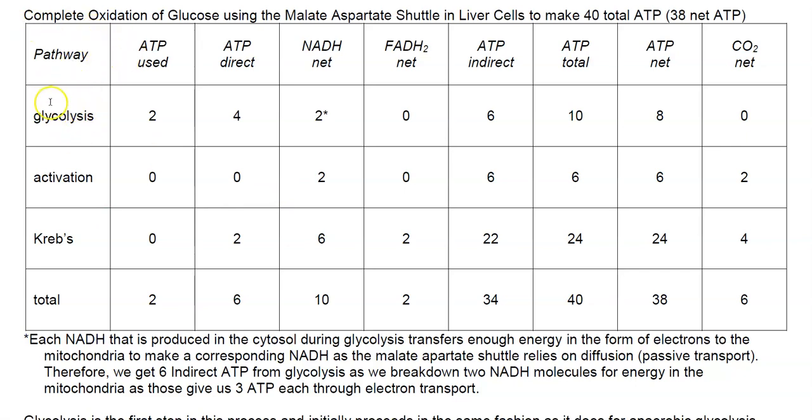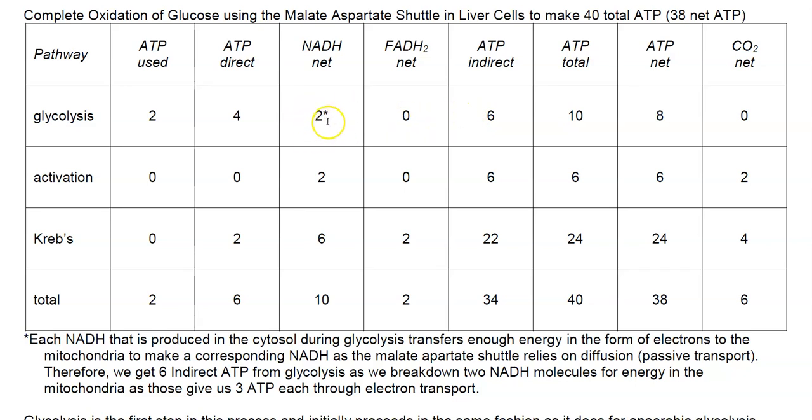So if we take glycolysis, we use 2 ATP to start. Notice it's the only place in metabolism that we're going to talk about here that uses ATP. We get 4 ATP direct. That means we get 2 ATP per pyruvate molecule, right? That again is substrate level phosphorylation. Also glycolysis happens in the cytosol.